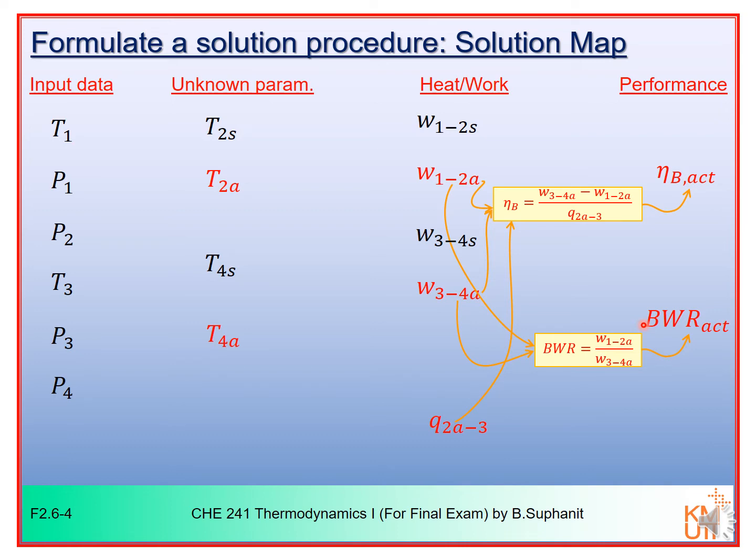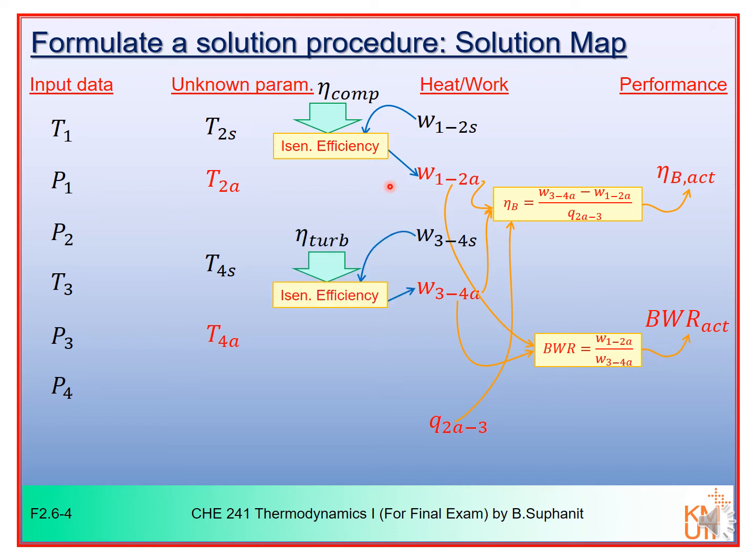The actual compressor work can be determined from the isentropic efficiency definition. To achieve what we want, we need W12S and compressor efficiency. The actual turbine work can be determined from the isentropic efficiency definition. Similar to process 1-2A, we need W34S and turbine efficiency to get W34A. The actual heat input can be determined from the mass and energy balances of process 2A3. We need T2A and T3 to get Q2A3. However, we don't know T2A at this stage.